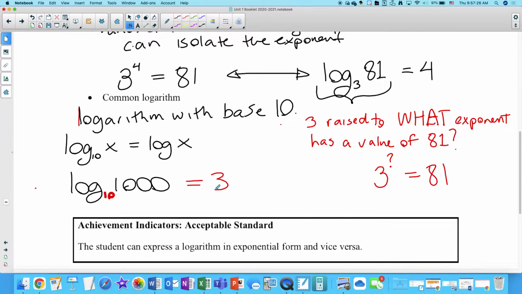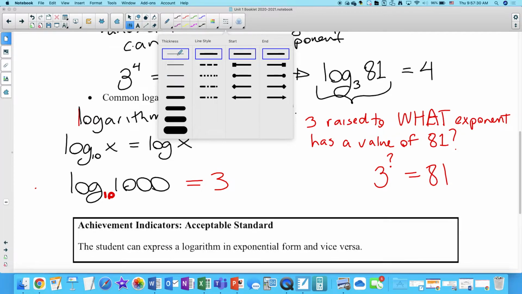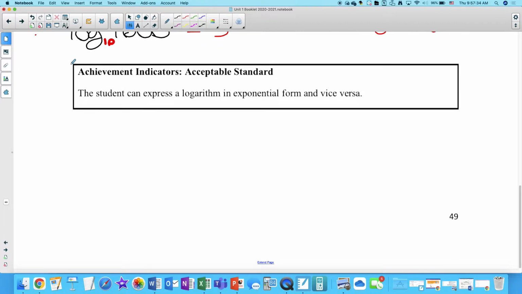Now, one thing that you could be asked to do, and this is a very simple, hopefully, task, is just to switch forms, right? Can you go from exponential form to logarithmic form? Okay? And I believe, actually, this is on your formula sheet.